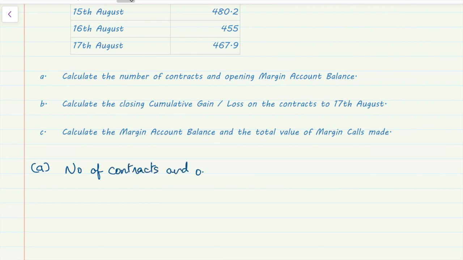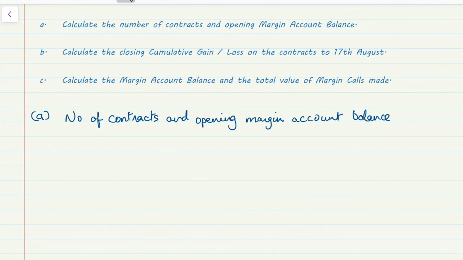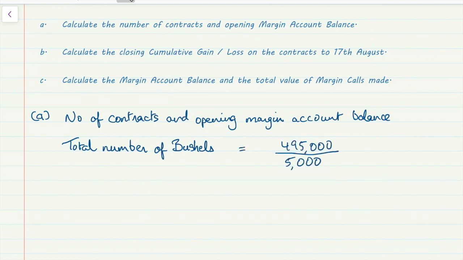We now have another example here where we have a number of different things we want to check in relation to a contract. And so the first part of the question is to work out the number of contracts in the opening margin in the account. So in this example, we have 495,000 bushels of wheat, and each contract has 5,000 bushels in it. Therefore, if we take the 495,000 divided by the 5,000, that gives us the number of contracts we're going to have, which turns out in this case to be 99 contracts.